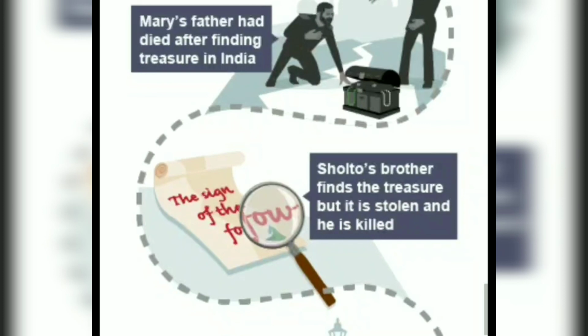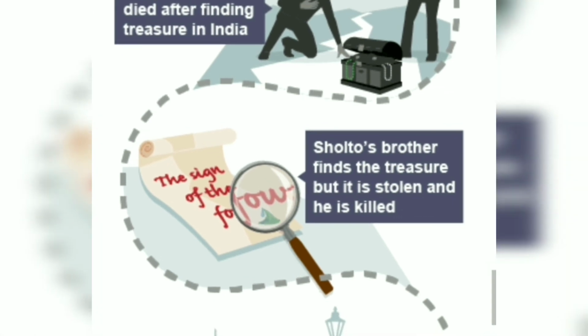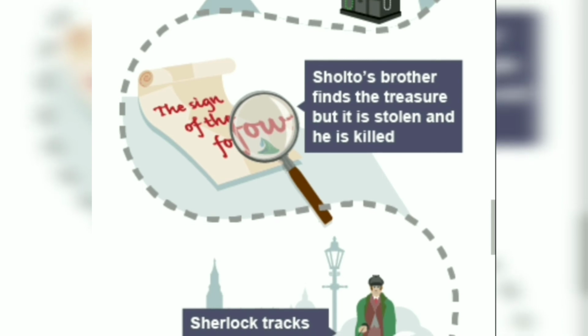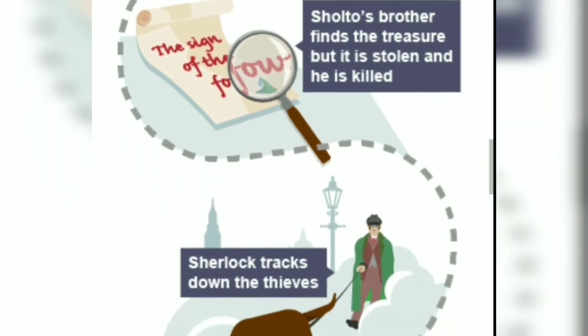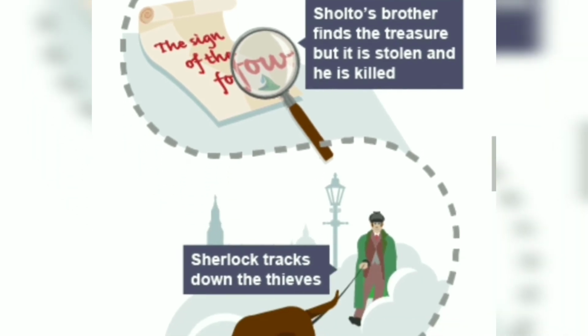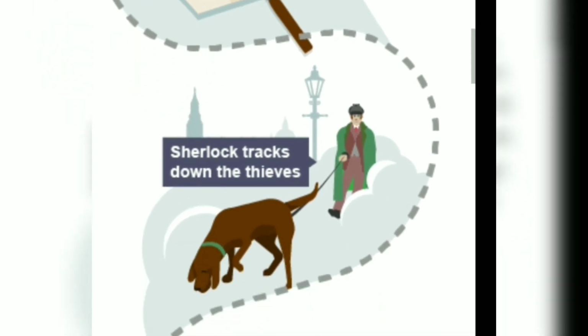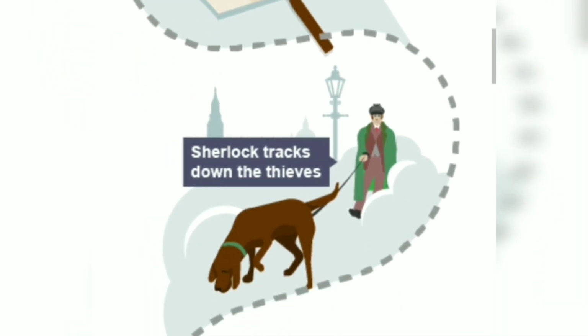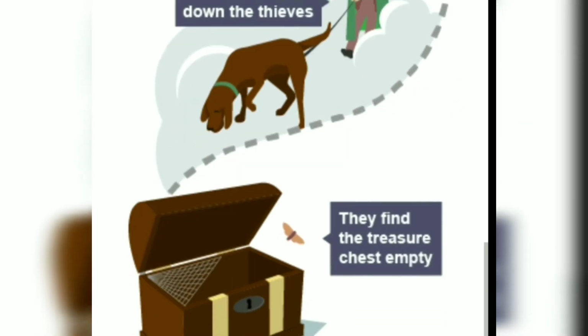So the story starts with Mary bringing Sherlock Holmes the story of her missing father. Then Mary's father had died after finding the treasure in India, that is the Agra treasure. Then we see Major Sholto's sons find the treasure, but it is stolen, and Major Sholto's son Bartholomew Sholto is killed. Sherlock Holmes tracks down the thieves with the help of a dog named Toby, and they find the Agra treasure chest empty.